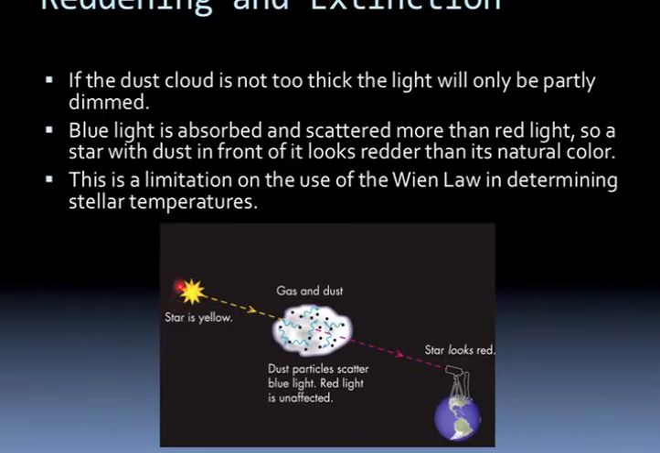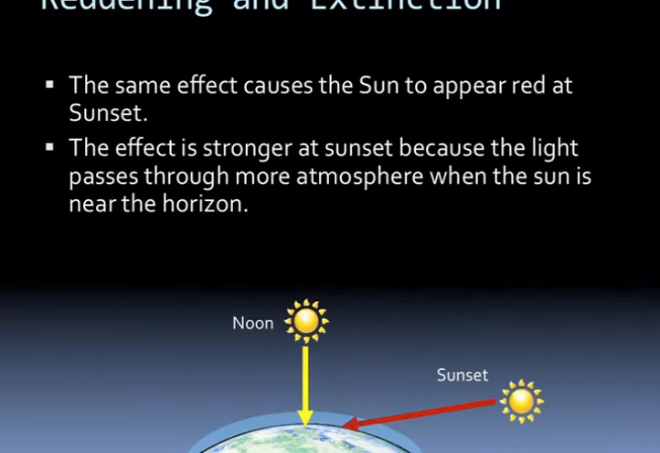As the light from this yellow star goes through the cloud of gas and dust, the blue light is scattered and only the red light gets through, and so the star looks red to us on Earth. This same effect causes the sun to appear red at sunset. The effect is stronger at sunset because the light has to pass through more atmosphere when the sun is near the horizon.